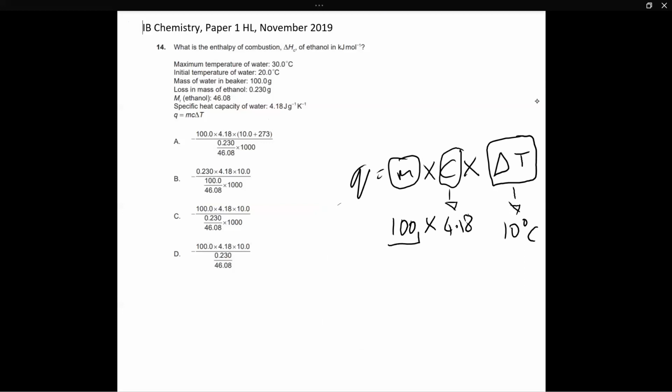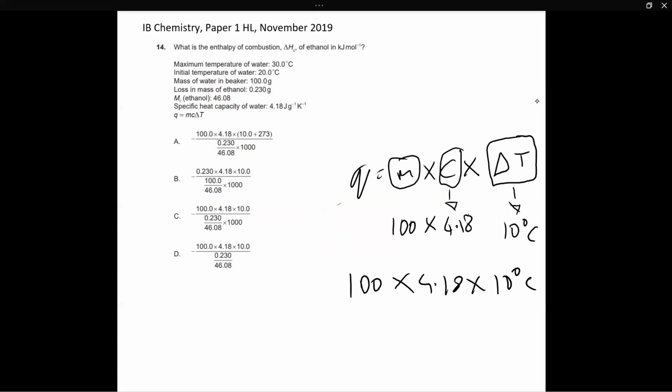So we know that the mass of the water in the beaker is 100 grams. We know that the specific heat capacity of the water in the beaker is 4.18. And we know that the temperature change of the water in the beaker, which we measured using that weird looking thermometer that we had placed in the beaker, is 10 degrees Celsius. So it would be 100. So Q would equal 100 times 4.18 times 10 degrees Celsius.